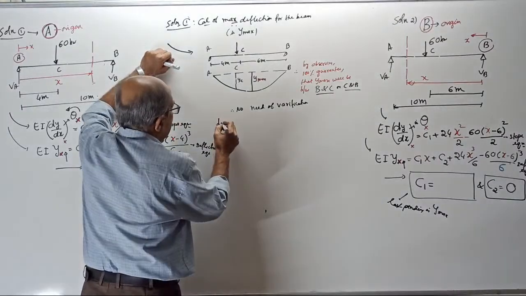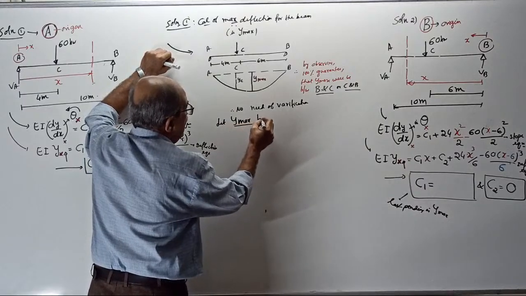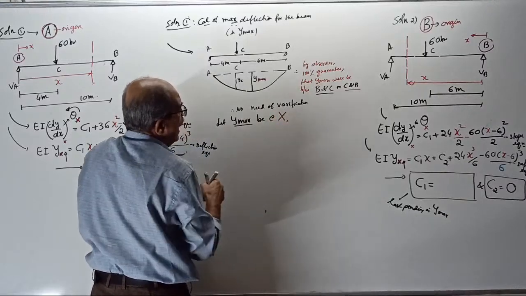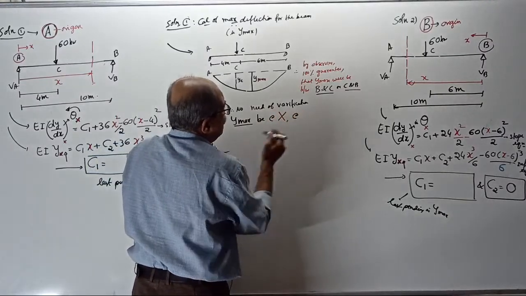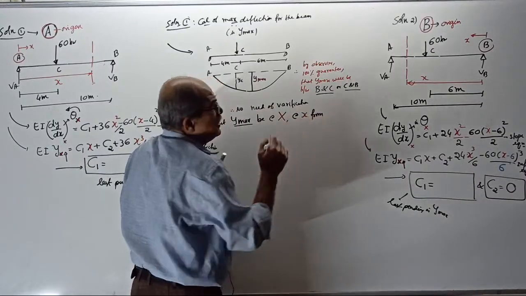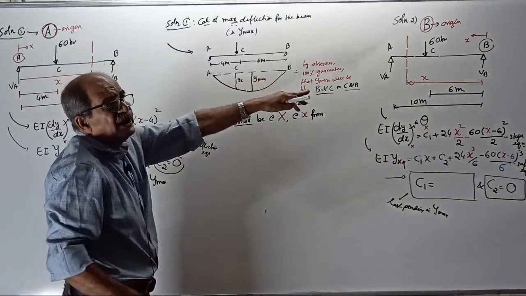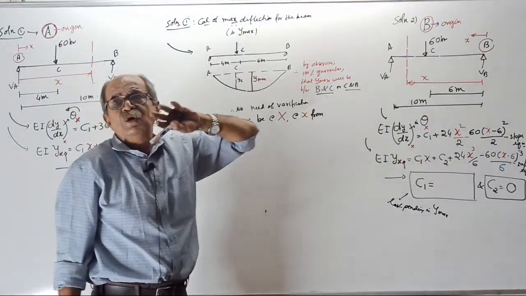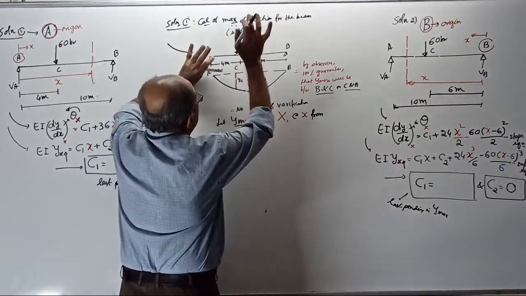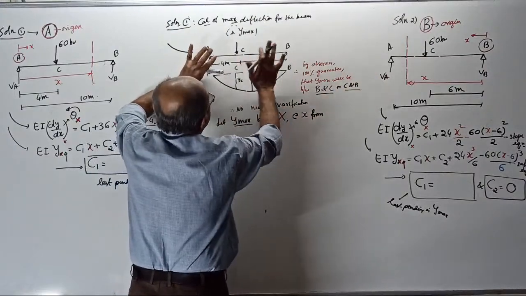Now, let Y max be at an unknown point X, at a distance of small x from the origin. I am solving question number 1, continuing question number 1. Don't look at that other question. Which is the origin for us now? Here I am not writing the origin. This is valid for this solution, because I have not written the origin here.